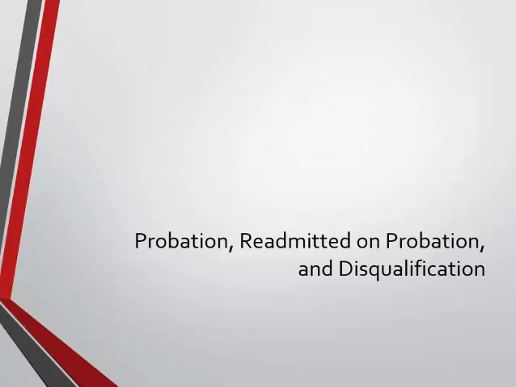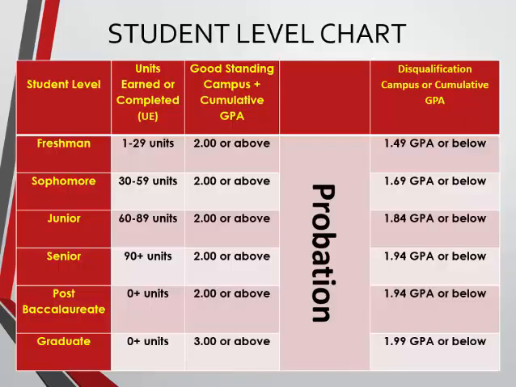Let's review probation, readmitted on probation, and disqualification information so you are able to make informed decisions and understand the results of your academic performance at Fresno State. This is a student level chart. Student level is determined by the number of units earned or completed, not the number of years in school. Units earned or completed is indicated on your unofficial transcript and your degree progress report, or DPR.